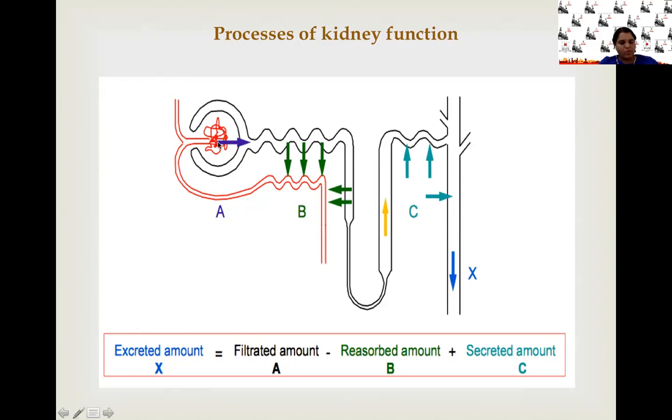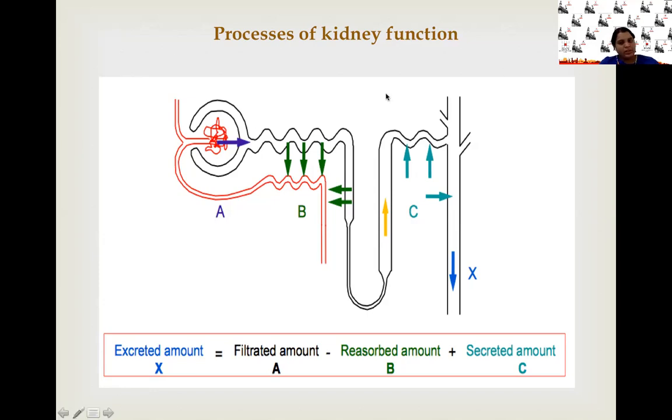Filtrate, as I said, in the Bowman's capsule is similar to that of plasma, unlike the final excreted product, which is different in both its solute and solvent content. The reabsorption, as I said, is a selective process. There is reabsorption of certain solutes like sodium, chloride, calcium, glucose, amino acids, and certain substances are secreted like the organic anions, the organic cations, para-aminohippuric acid, etc.